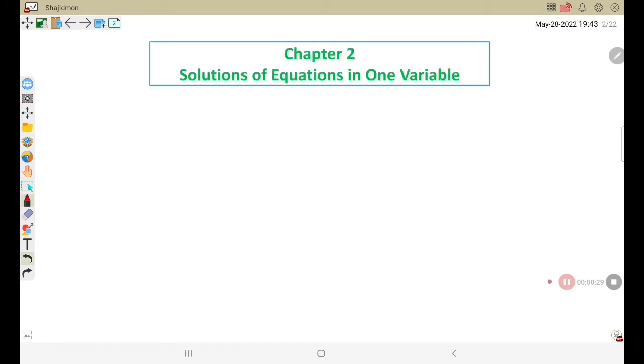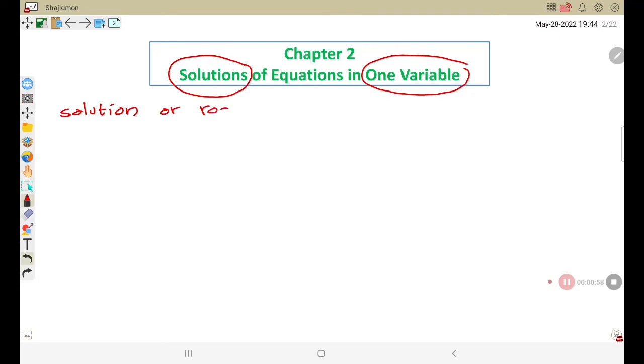Chapter 2, solutions of equations in one variable. In this chapter we have two sections. We are studying how to find the solutions of an equation in one variable. The solution is sometimes also called a root. How can we find the root of an equation, or sometimes called a zero of an equation? So how can we find the solution of an equation?